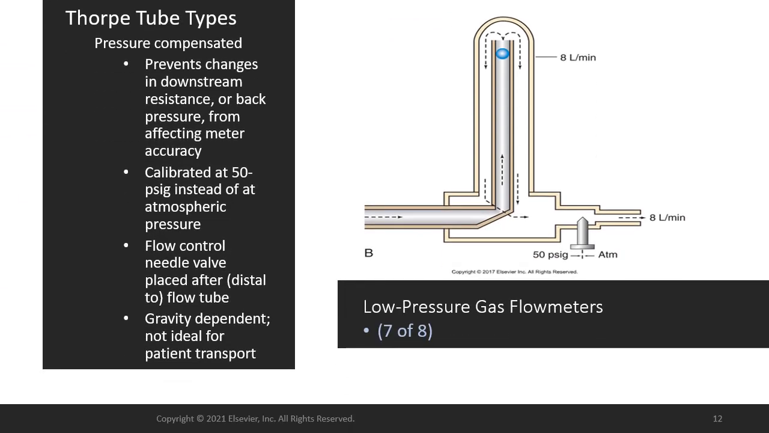First, let's talk about pressure compensated Thorpe tubes. Pictured here is a pressure compensated Thorpe tube. It prevents changes in downstream resistance or back pressure from affecting the accuracy of the meter. It is calibrated at 50 psig instead of atmospheric pressure, so it will read the same whether you're at a hospital in Denver, Colorado, the Mile High City, or a hospital in Seattle at sea level. The flow control needle is placed after or distal to the flow tube, and it's gravity dependent, so you shouldn't use it if you have to lay a tank flat, like for patient transport.